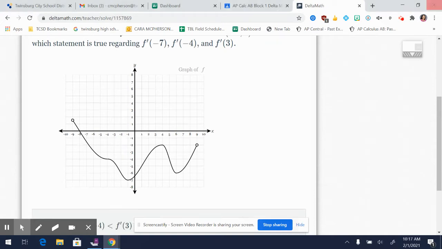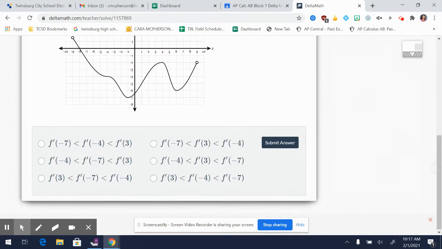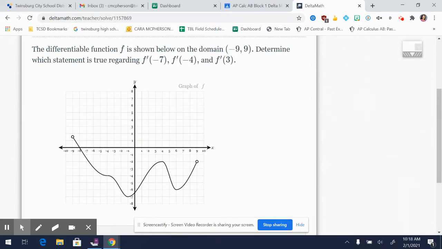And your choices are going to be a comparison in their value. So you're really going to have to look and see what value you believe happens at each of these derivatives so that you can compare them. Obviously, there's a lot of choices here. So let me kind of talk you through the best way to do this.